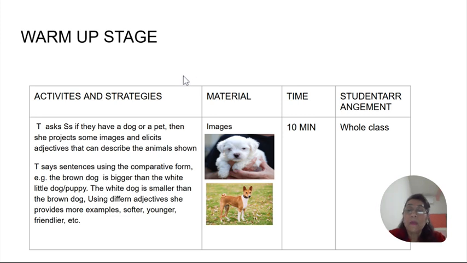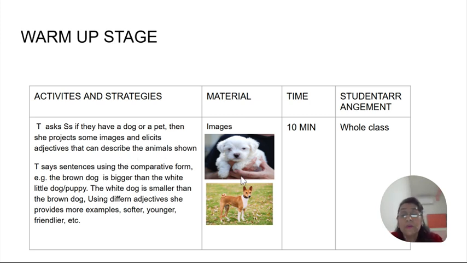So, as usual, I included the warm up, presentation, practice and production stages. In this case, as a warm up, I'm going to ask them if they have a dog or a pet, and hopefully they will say yes. Then I can ask them for the names, how long they have had it, how old the dog is. Then I'm going to project some images and elicit adjectives that can describe the animal shown.